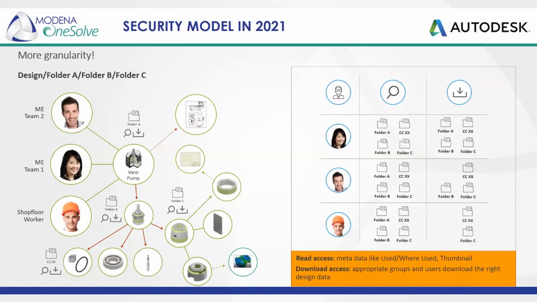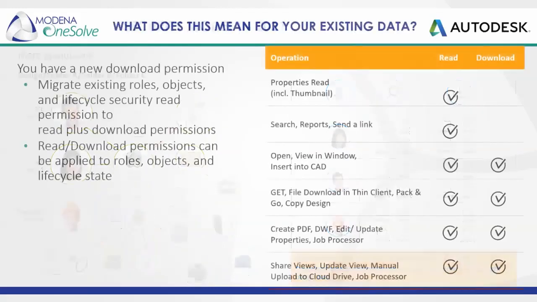So, for example, in this diagram, if you have a look at Team 1, Team 1 has access to read and download all the files, while Team 2 has access to read the files in folder A, but no access to download them. And then the shop floor worker has access to read files in folder A and folder B, but no access to download them either. Okay. So what does this change mean to your existing environment? Those that have already implemented Vault, well, now your data in Vault has a new download permission available. Any existing access control will now just include that download permission.